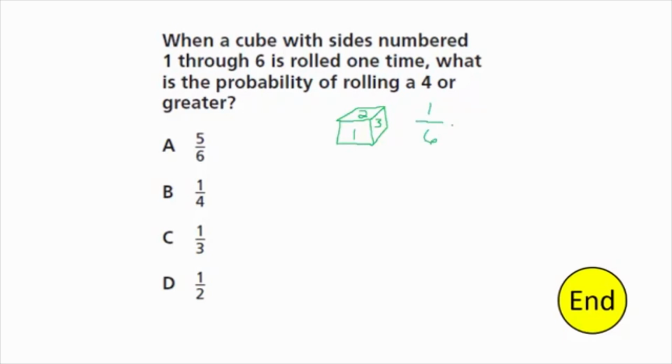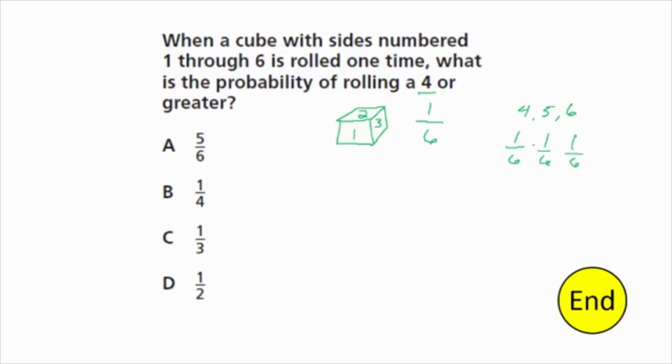and that's how you write a probability. So if I rolled a 1, it's a 1 in 6 chance I'm going to get it. 2, 1 in 6 chance I'm going to get it. So 4 or greater, what are those choices? That's a 4, a 5, or a 6, each with a 1 in 6 chance of getting that.